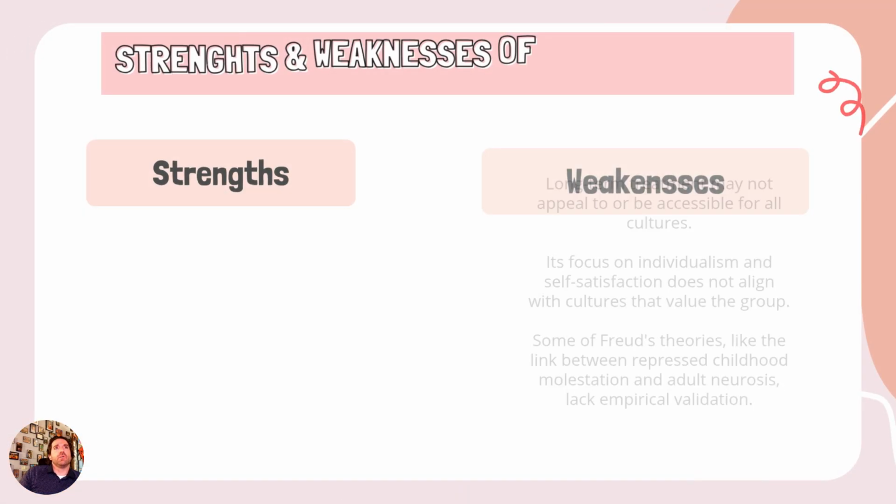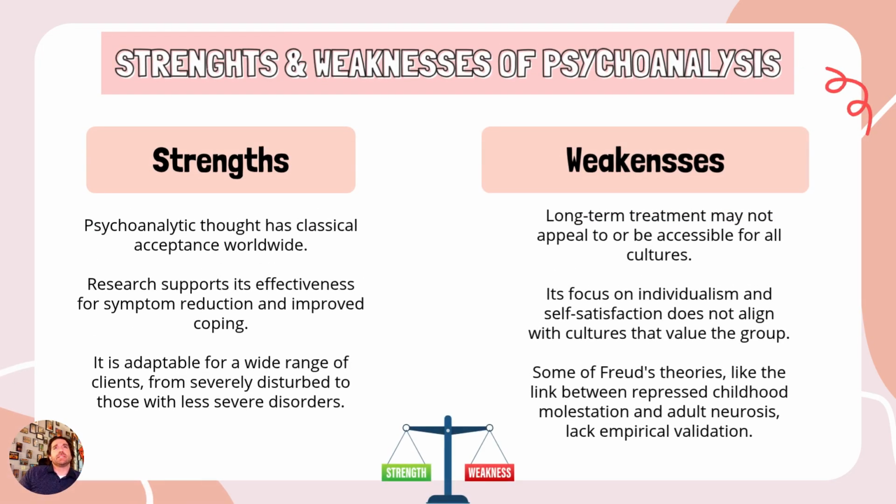Let's get deep. All right, so strengths and weaknesses of psychoanalysis. It's accepted because it was the first wave, the thing that modern theories have been built on. Because it's so old, there's a lot of research on its effectiveness. It could be adapted for kids, adults, older adults. It's like that starting point, that safety net. It really could work for anyone.